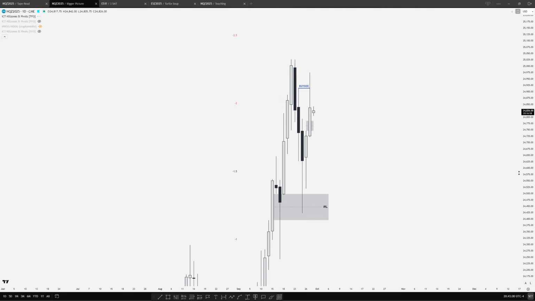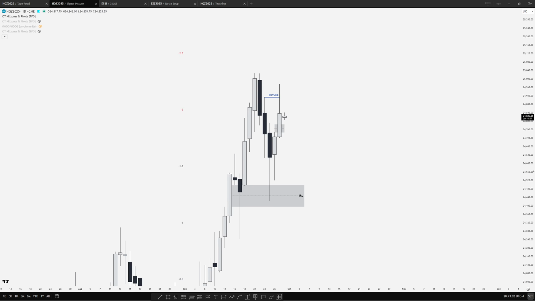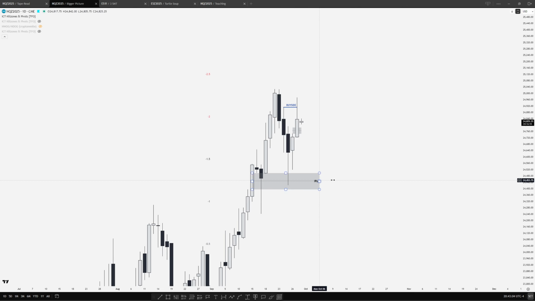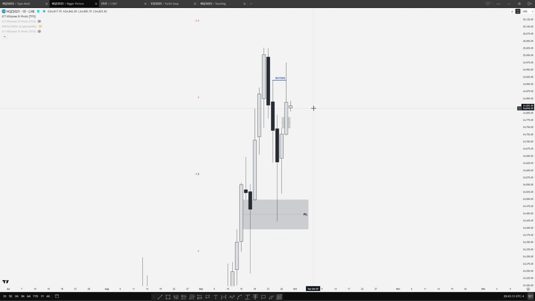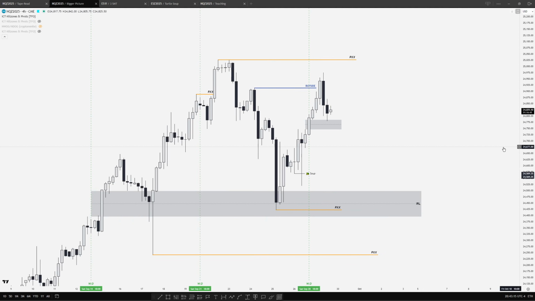You can either start on the daily chart or the 4-hour chart, either one. We can start on the daily chart here, to be honest. But obviously we have the previous weekly high up here. Let's go back. We can start on the 4-hour. Let's start on the 4-hour.